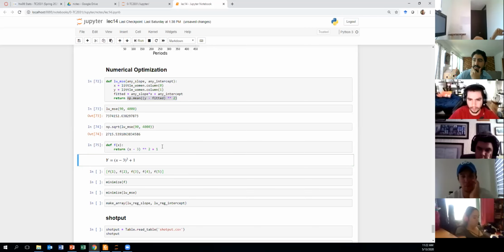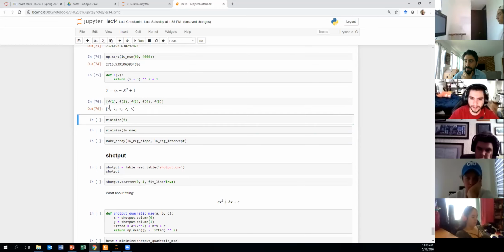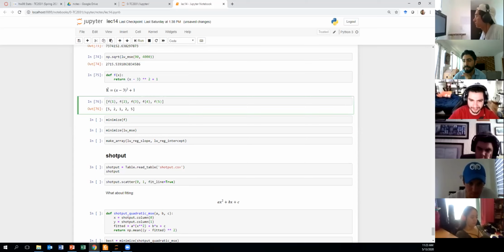So look at this. I define the function like this: my y is equal to x minus 3 to the power of 2 plus 1. This is my function. If I call this with different values, for example for f1, I get 5, 2, 1, as you can see here. As this is a quadratic function, you expect it to reach a certain minimum, then it goes up. It never comes back again. So you have a certain minimum here.